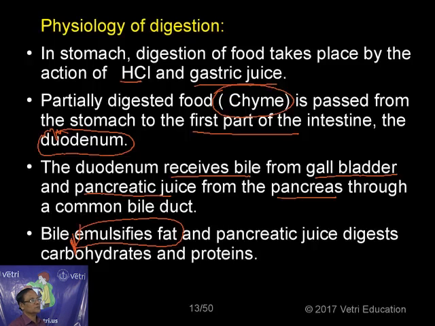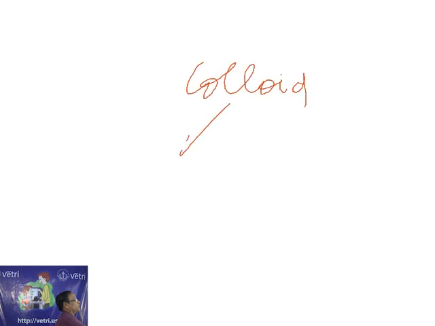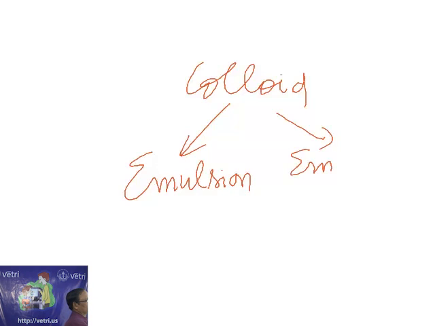See, if you take a colloid, there are two types of colloid. So what is a colloid? A suspension of one medium in another to form a solution. Normally a colloid consists of a solute and a solvent. You know that there are two types of colloid. One type is called emulsion. Another type is called emulsoid. These are the two types of colloid.